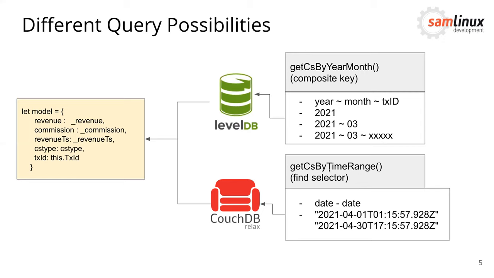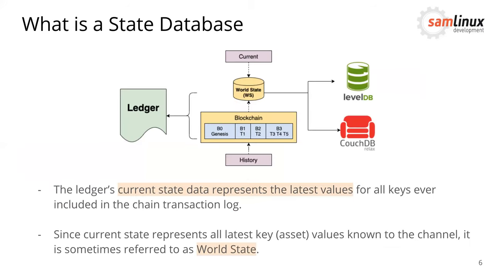With CouchDB now, we have the possibility to use all these composite key queries as well. And we can extend this with a new function, and then make a query with the find function and the special selector, so that we can query date to date. We can say, this is my start date string and this is my end date string, and we want all transactions, all revenues, or all commissions between these dates. This is one example of how you can use CouchDB.